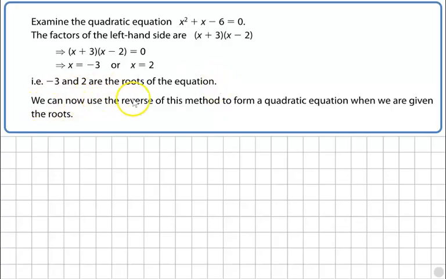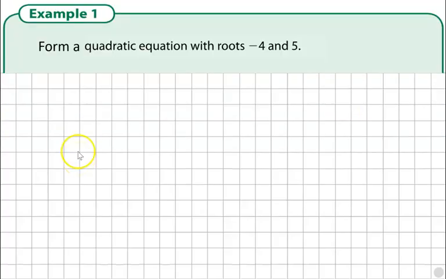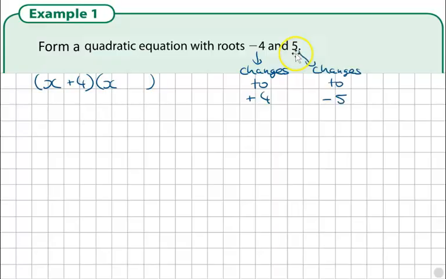We can now use the reverse of this method to form quadratic equations when we are given the roots. Example 1. Form a quadratic equation with the roots minus 4 and 5. So we start with two sets of brackets with an x in the front of both brackets. We're going to change minus 4 to positive 4 and put it into one of the brackets. And then we change 5 to minus 5 and put it into the other bracket.